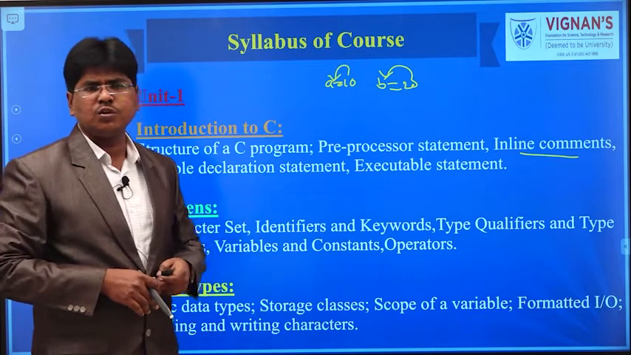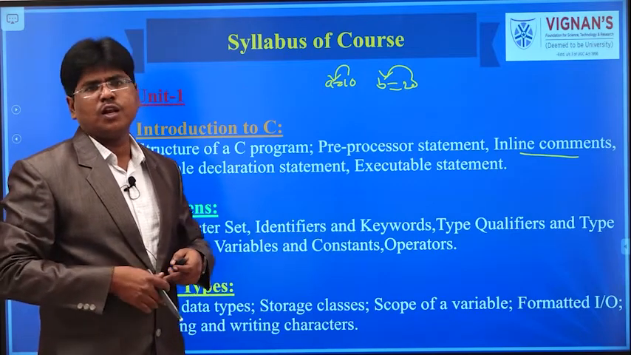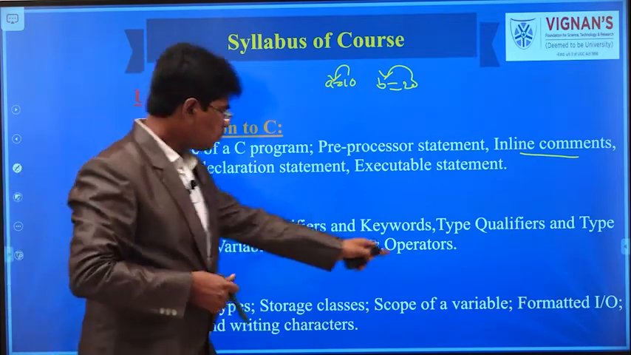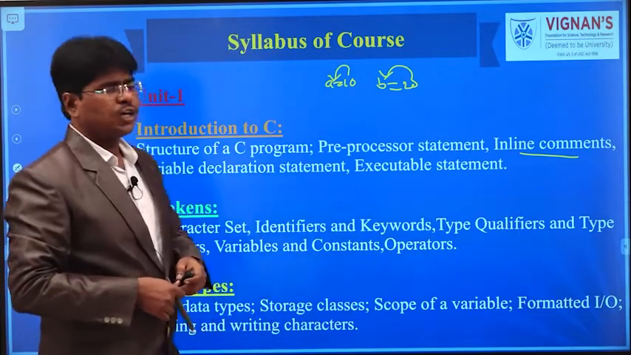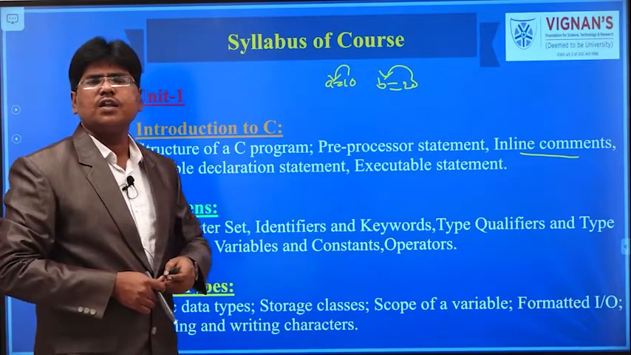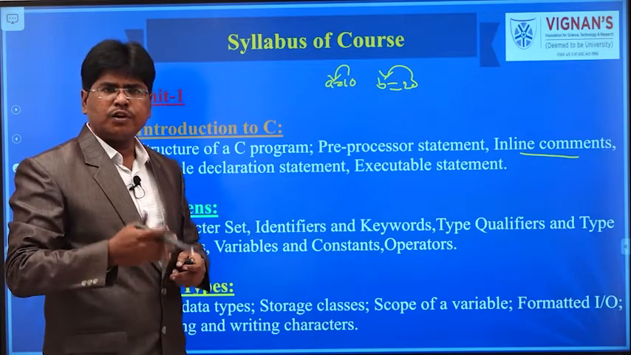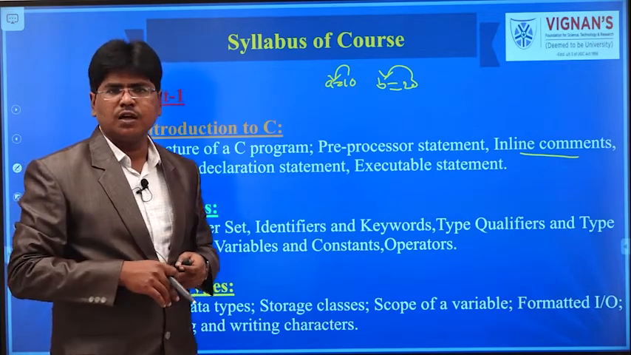Total, I think, 32 keywords are there. So everyone, we will elaborate in the concept. Coming to type qualifiers and type modifiers. These are completely based on the numbers.